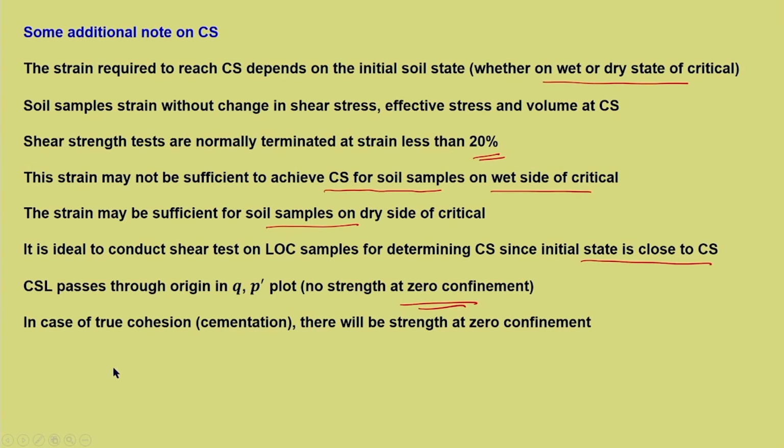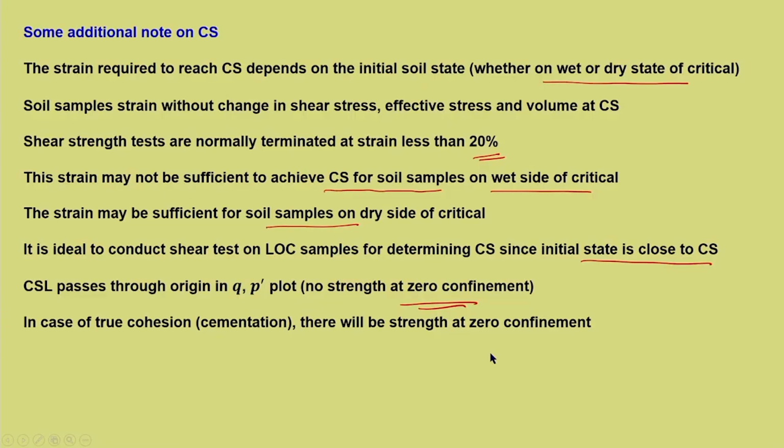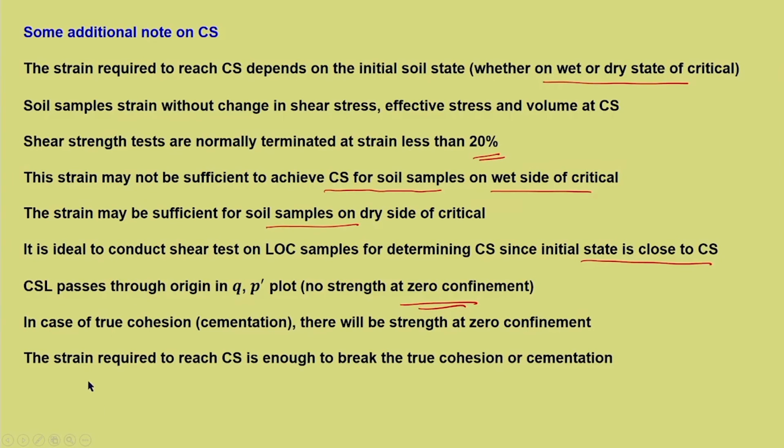That is, we are discussing with respect to the critical state line, that we have to keep in mind. In case of true cohesion, we are not discussing apparent cohesion, but if there is true cohesion, soil will exhibit some sort of cementation characteristics. And if there are cementation characteristics, obviously there will be some strength at zero confinement. There will be strength at zero confinement, but in the case of the critical state line, we do not consider this.